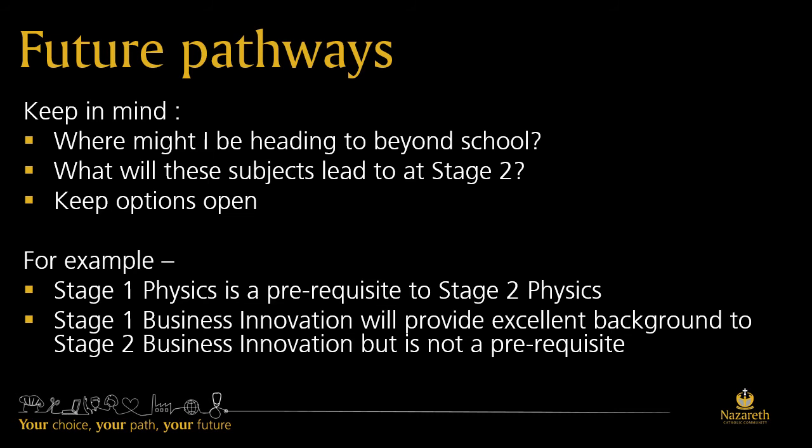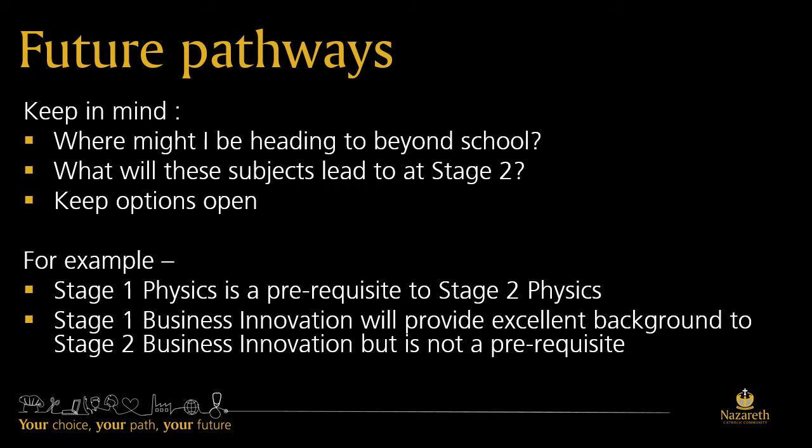We would always encourage you to keep your options open as much as possible and at least be aware of the ramifications of decisions when you choose not to study particular subjects. So for example, Stage 1 physics, that is Year 11 physics, is a prerequisite to Stage 2 physics, i.e. Year 12 physics. So if you wanted to study physics at Year 12 and you had identified a particular pathway, perhaps at university, where you needed that subject, then you have to study physics at Year 11.